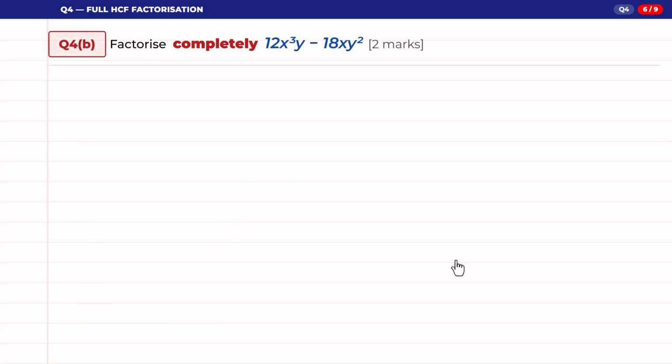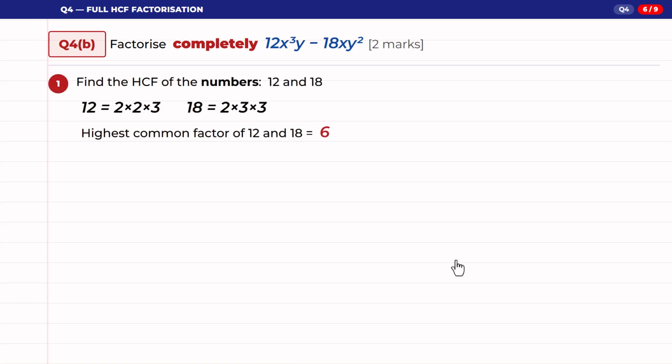Question for Part B. Factorize completely 12x cubed y minus 18xy squared. 2 marks. The word completely is critical. It means the absolute highest common factor, not a partial one. Step 1. Find the highest common factor of the numbers 12 and 18. Writing their prime factorizations, 12 is 2 times 2 times 3, and 18 is 2 times 3 times 3. The highest common factor is 6.